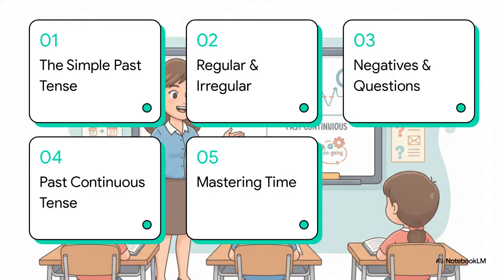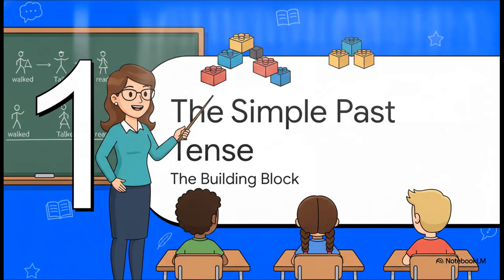We're going to use a scaffolding method today to build this up step by step. We'll be looking at 1. The simple past tense, 2. Regular versus irregular verbs, 3. Negatives and asking questions, 4. The past continuous tense, and finally, 5. Mastering time and action. All right, let's jump right into section 1, the simple past tense.